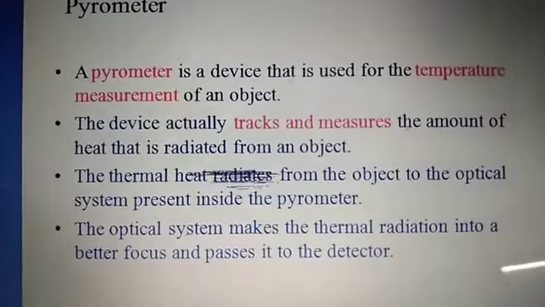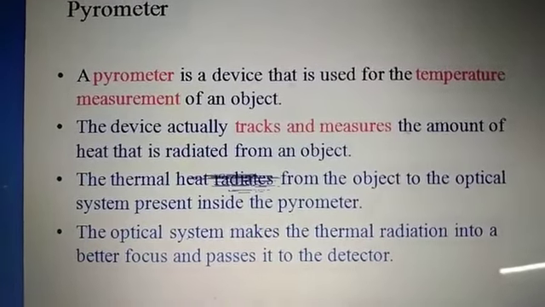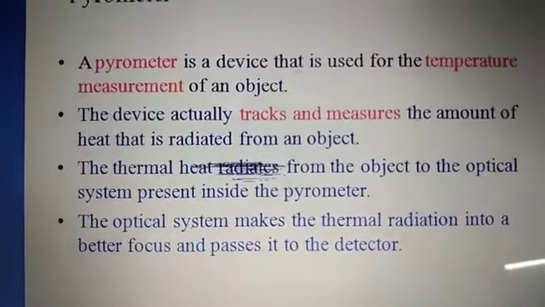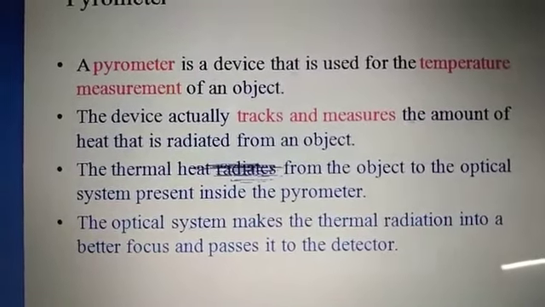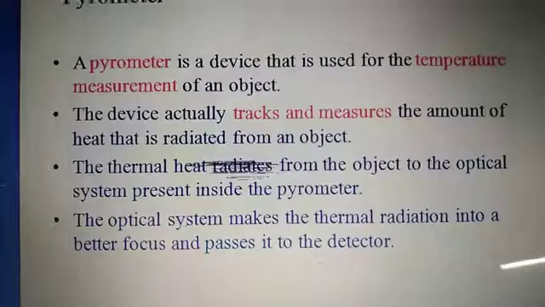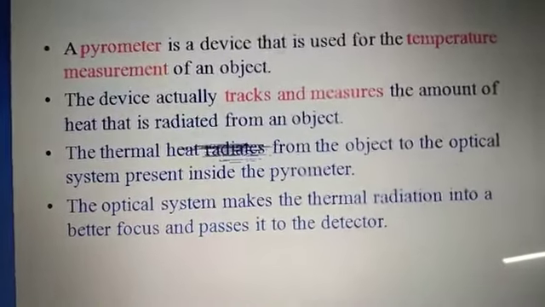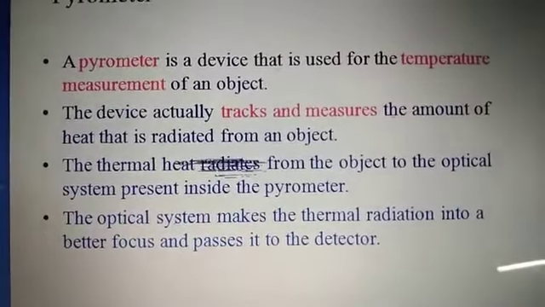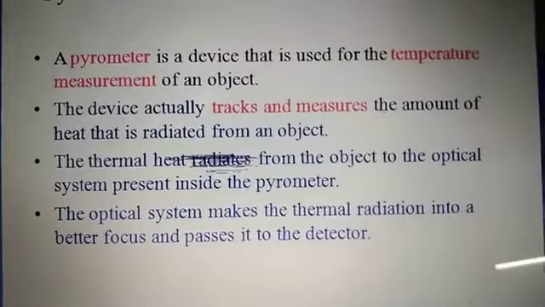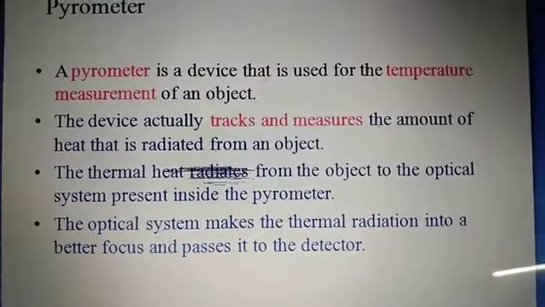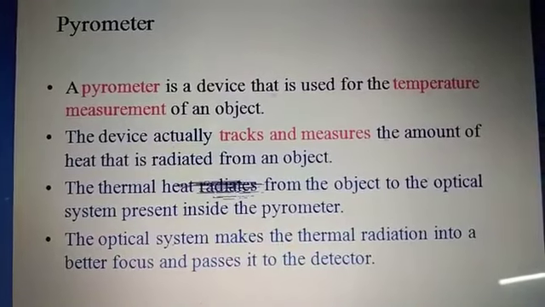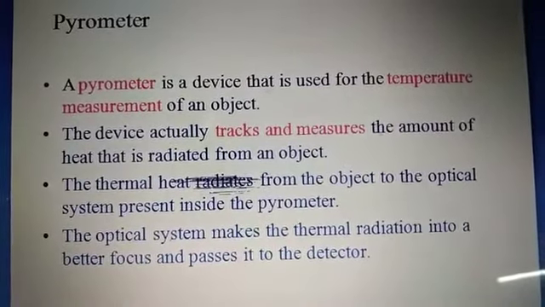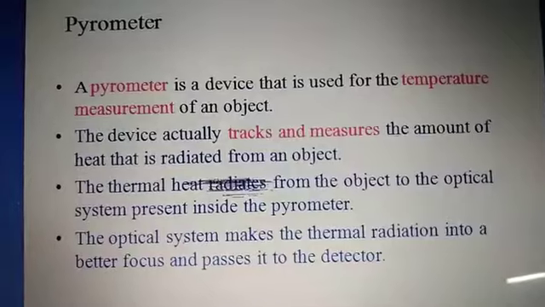Radiation pyrometers measure temperatures in the range of 700 degrees to 2000 degrees centigrade, whereas optical pyrometers measure temperatures from 700 degrees centigrade to 2500 degrees centigrade. So the pyrometer is a device used for measurement of temperatures of an object.